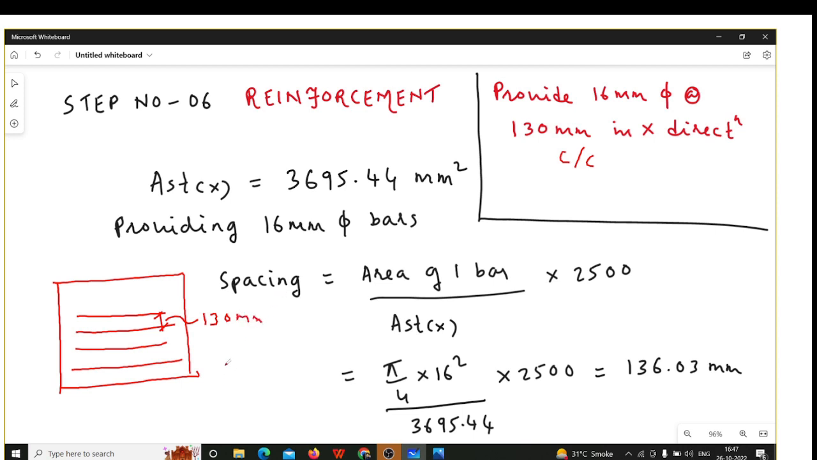So now what we have to do? We have to find the reinforcement in the y direction. First we have to calculate the reinforcement in the y direction, then we have to assume the diameter of the bar, and after that we have to find the spacing.